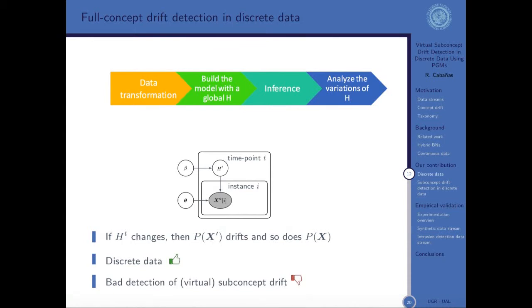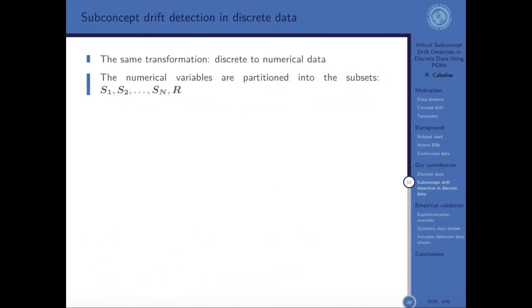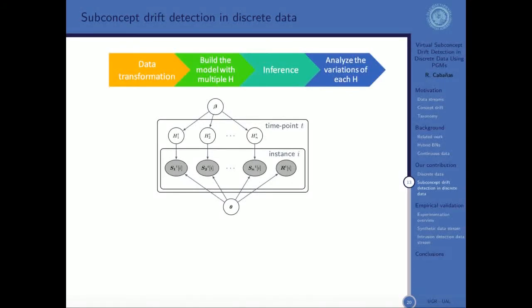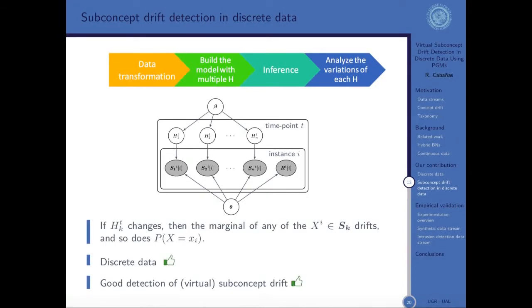Now, I will explain how we solve the subconcept drift detection. For this, we may split our set of variables into multiple subsets. Here, for example, each set of variables will have a separate H variable. So the general scheme will be similar. Well, here a variation of the posterior will imply a variation in the states associated to the set.